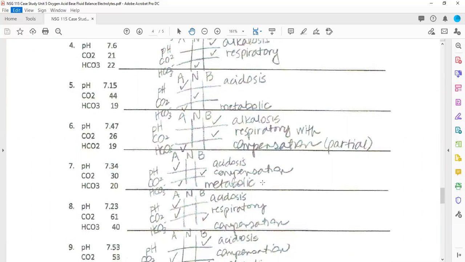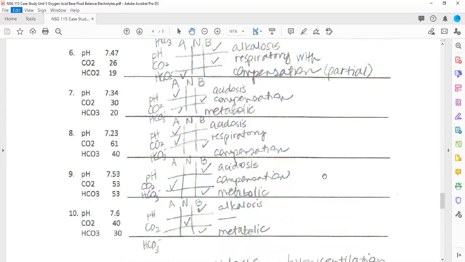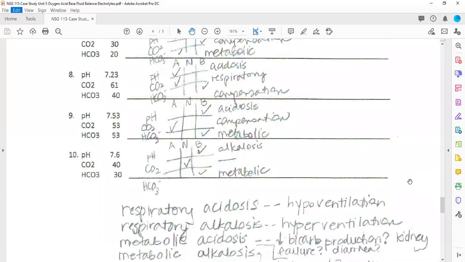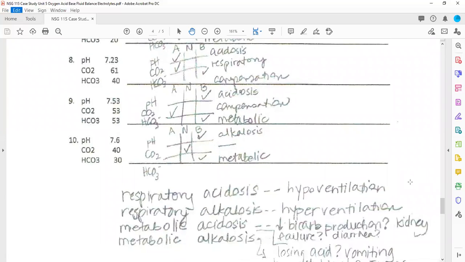So 7 being metabolic acidosis with partial compensation. And I'll let you work on the others of these on your own. I wrote at the bottom here the next question. So maybe the question doesn't ask you about the acid-base imbalance. Maybe it says, what could be causing this? Or if these are the values in the ABG and the patient is exhibiting this, what would the imbalance be?